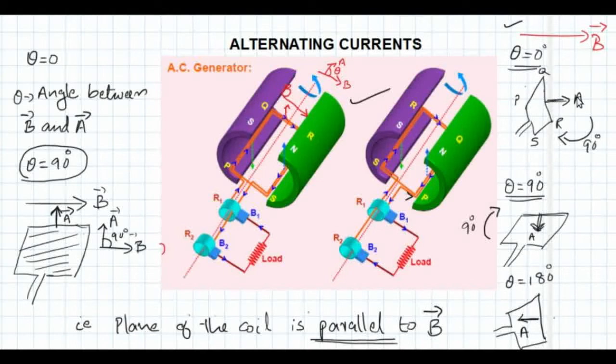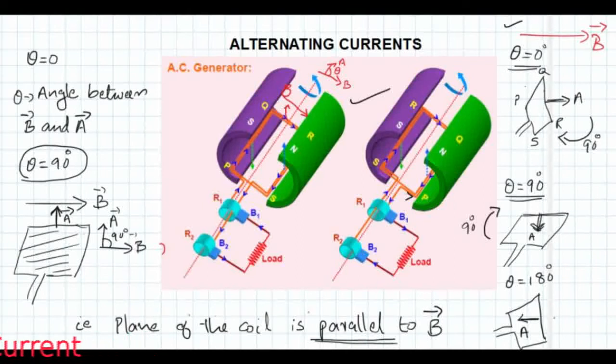So in the first case, the area vector is parallel to B. In the next case, we are turn this coil through 90 degree, so as a result this area vector becomes perpendicular to B. Theta is equal to 90 degree. Again we rotate this coil through 90 degree, and it will turn to the other side. Now you can see the direction of A and B: the direction of A is anti-parallel to B, or theta is equal to 180 degree.